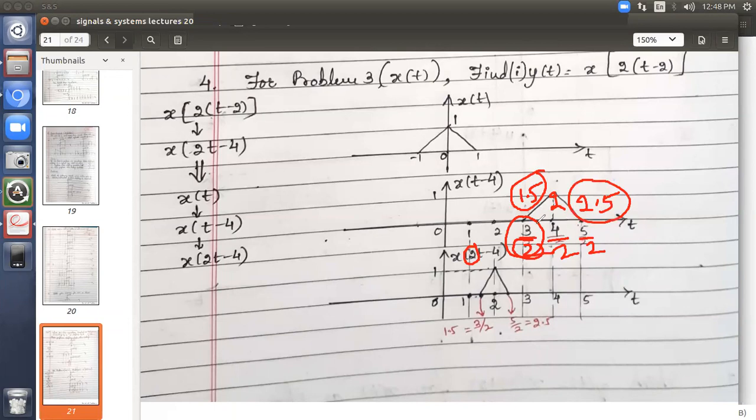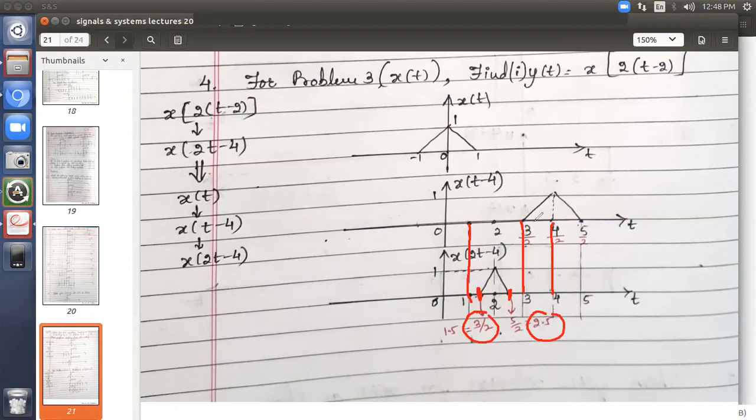Now comparatively take the measurements and draw this. For that you can observe I have drawn here 1, 2, 3, 4. In between 1 and 2 I have marked 1.5. In between 2 and 3 I have marked 2.5. The range is 1.5 to 2.5, so within this only your signal will lie. Comparably take the measurements and mark the points.